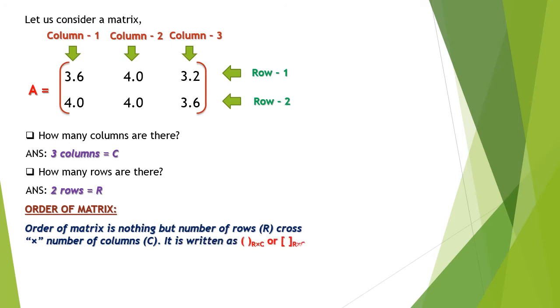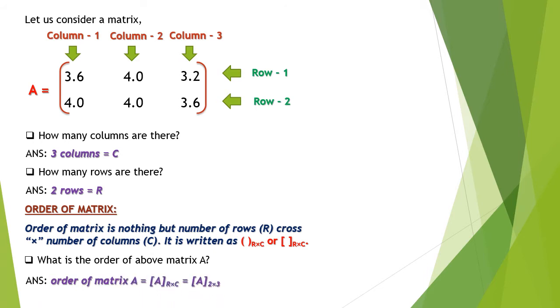It is written as a subscript, in brackets, R cross C. Now there is one more question for you. You can say size of matrix also for order of matrix. What is the order of matrix A? You can easily answer this question. The order of matrix A, R cross C, is 2 cross 3. Always the order of a matrix is rows cross columns. You can clearly see there are 2 rows and 3 columns. So the order of the given matrix A is 2 cross 3.